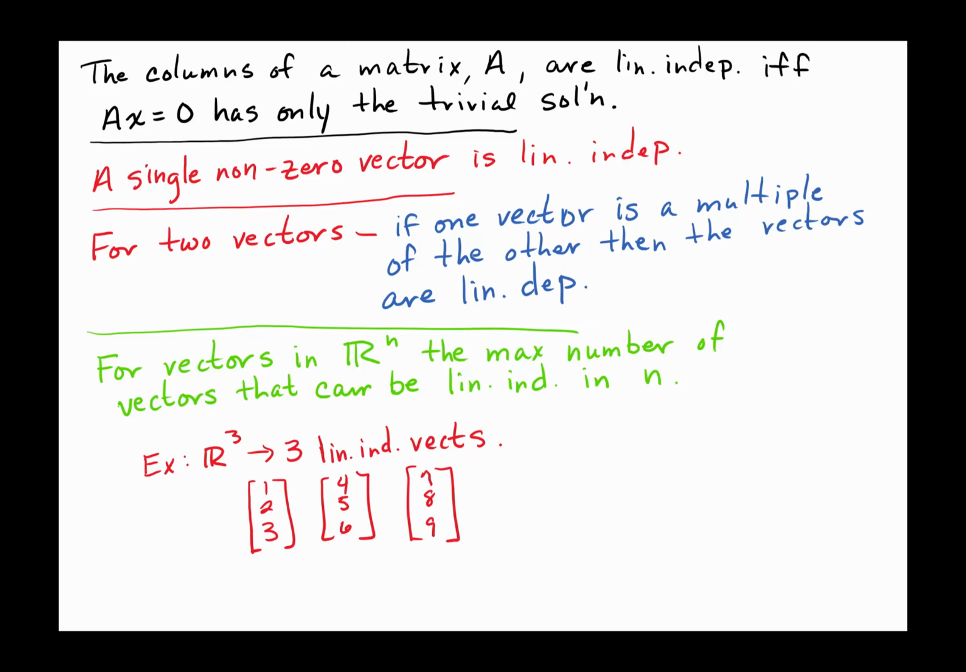But if I add any other vector to this, it does not matter which one, I don't even have to put any thought into it. That set is automatically dependent, because we're in R3 and we have 4 vectors. So just remember that. That's one thing to remember about linear independence.